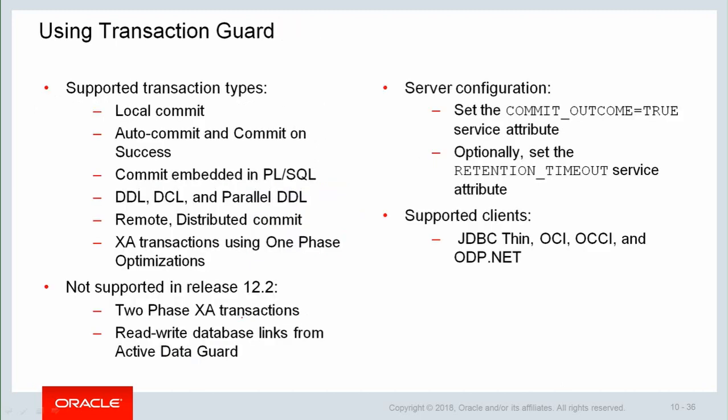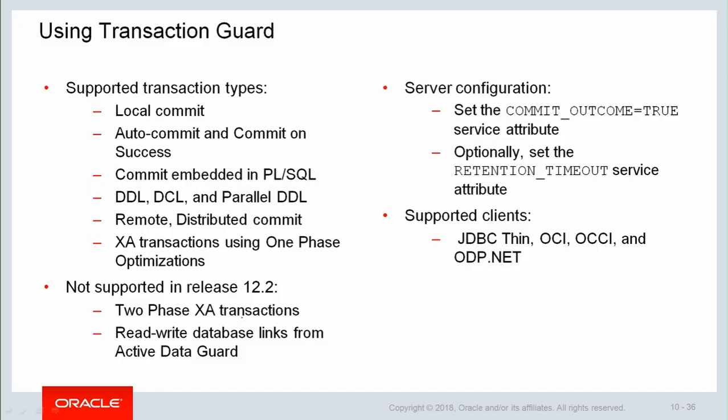And these are the supported transaction types: local commit, auto commit, and commit on success. And in 12.2, two-phase XA transaction is not supported. And read-write database link from Active Data Guard is not supported.